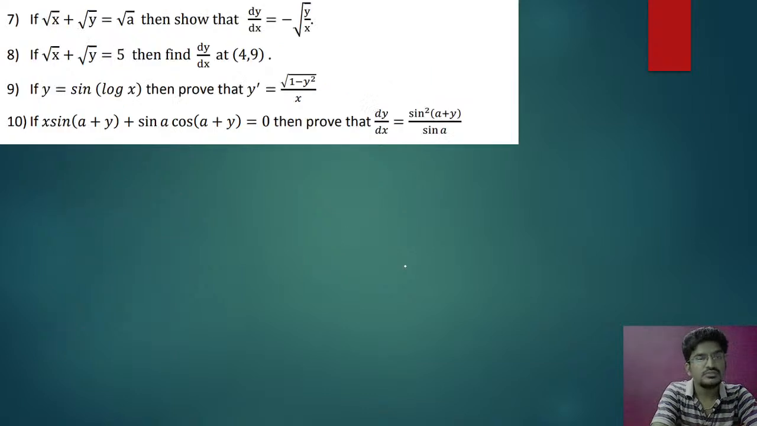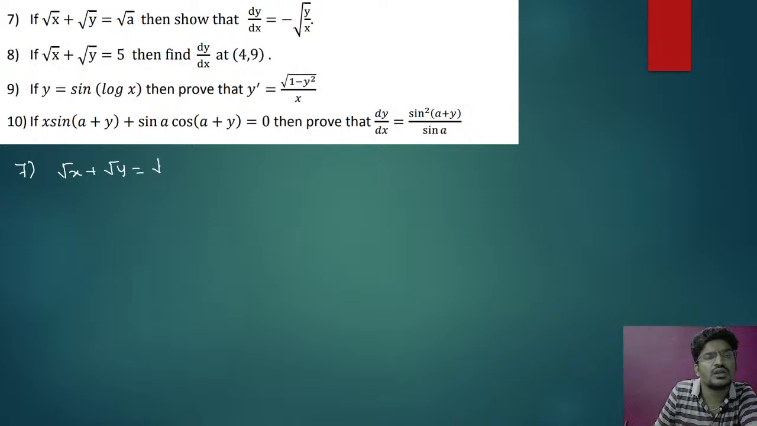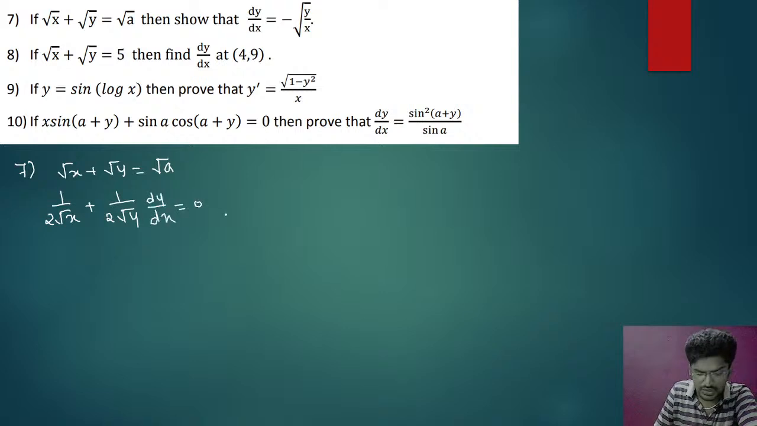Clear? So now let us go for the 7th problem. See the 7th problem, the same: root x plus root y equal to root a. What is the differentiation of root x? 1 by 2 root x, plus what is the differentiation of root y? 1 by 2 root y into dy by dx will be equal to 0.